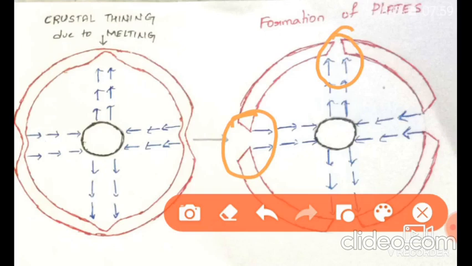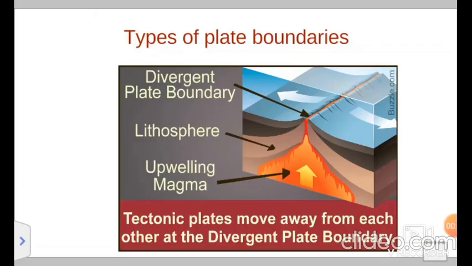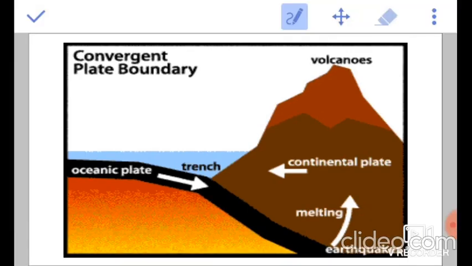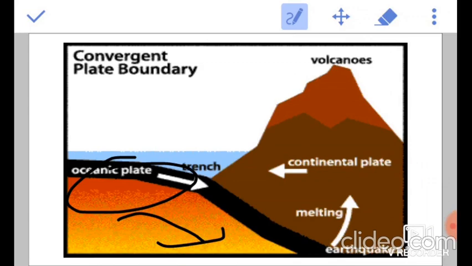Based on the interaction of these plates at their boundaries, the plate boundaries are divided into three types. One is divergent plate boundary, where tectonic plates move away from each other. This plate boundary results in the formation of ridges and faulting. And next is convergent plate boundary, where the tectonic plates move towards each other. This leads to subduction of heavier plate. Now the question is how to decide which plate is heavier. The plate which contains high oceanic part is heavier because oceans are denser.